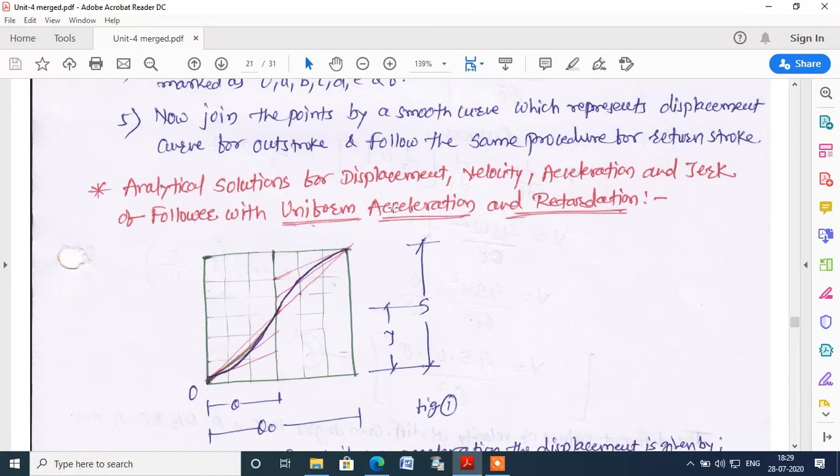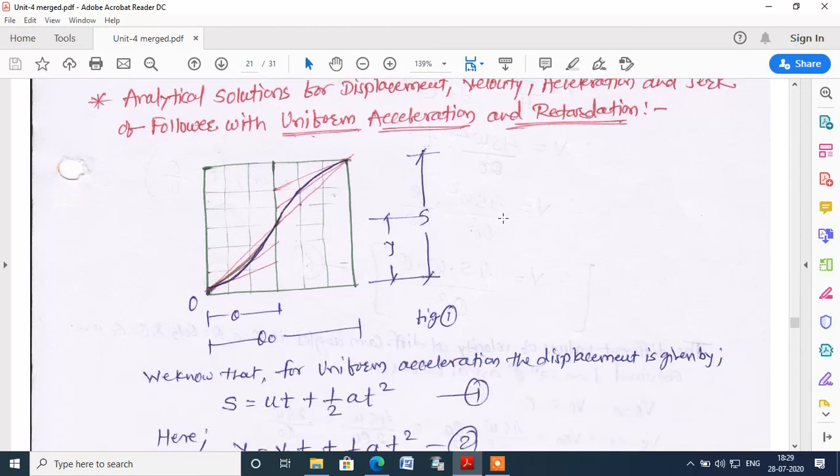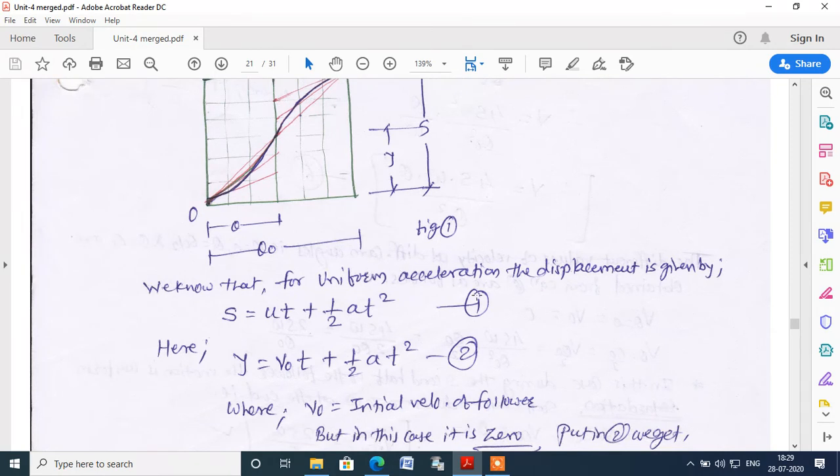Then the analytical solution for displacement, velocity, acceleration, and jerk of the follower with uniform acceleration and retardation. So let us say this is the maximum displacement of the follower, this is the outstroke angle theta. Let us say this angle is theta, any angle, and y is the displacement at any angle theta. So we know that for uniform acceleration and retardation, S is equal to ut plus half at square. We have seen this in physics in 11th and 12th. So this is the displacement equation.